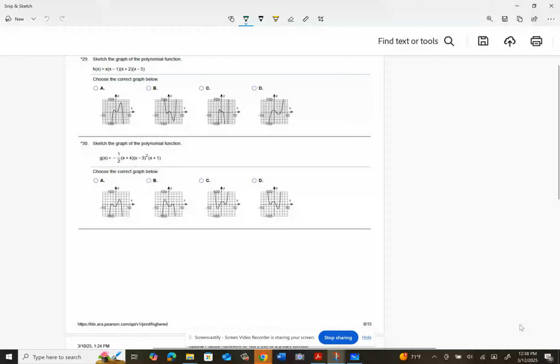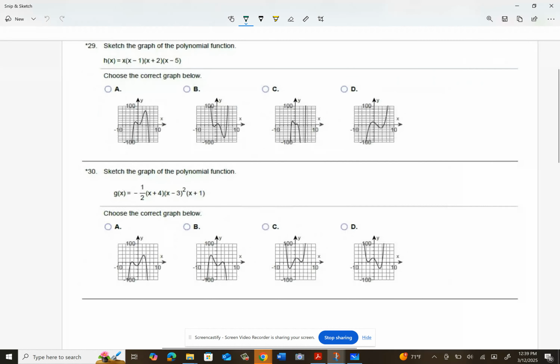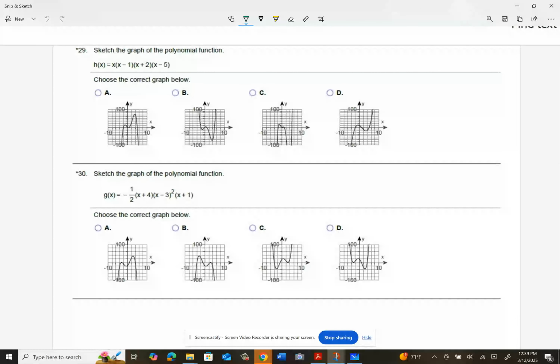All right, now we're going to get into sketching the graph of the polynomial. You're going to be doing this by thinking about end behavior and sometimes also thinking about, if necessary, the zeros and their multiplicity. Okay, so let's look at question number 29.